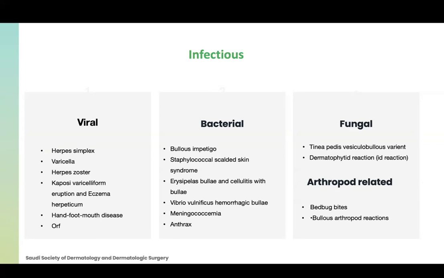As well as erysipelas and cellulitis. They don't usually present with blisters, but they can have certain variants that have bullae because of the severity of inflammation. There's a Vibrio vulnificus hemorrhagic bullae that usually occurs in the acral area, and I have a picture for that. I will show it later. Also meningococcemia, which is an emergency. It can present with blisters from the severity of inflammation. And also we have anthrax.